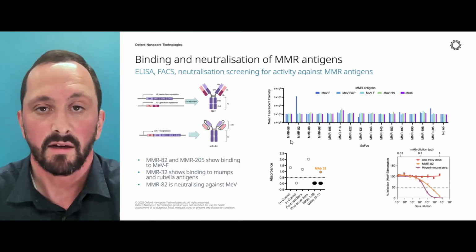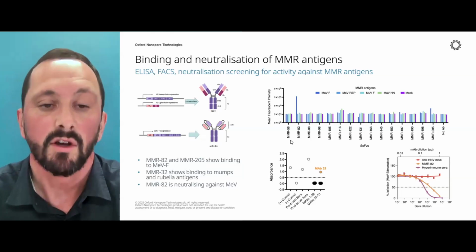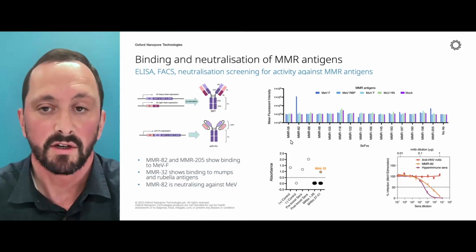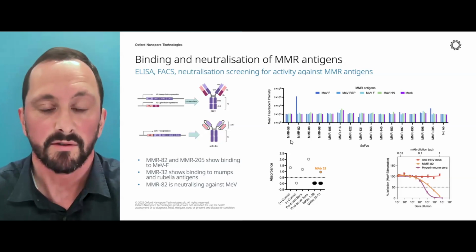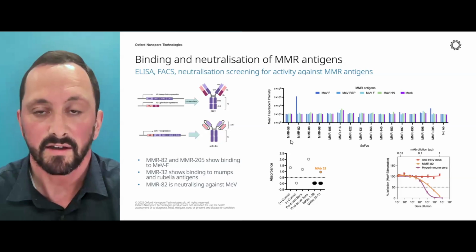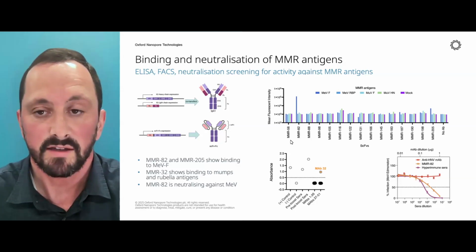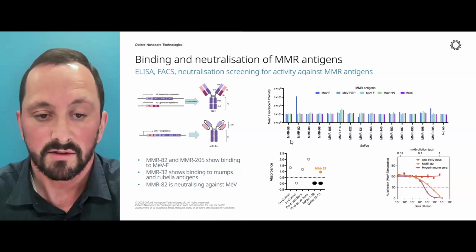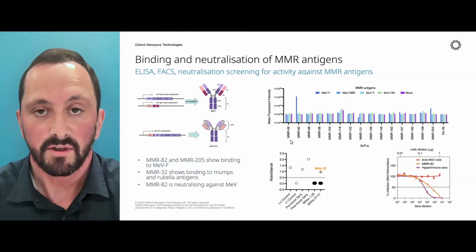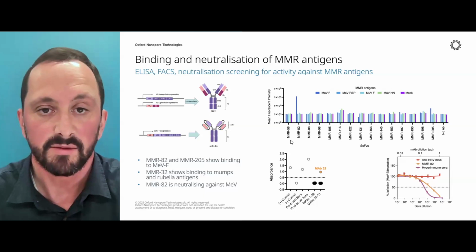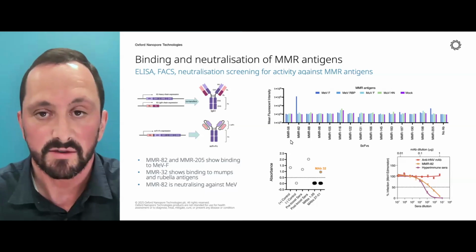Then finally, we looked at binding and neutralization of certain clones for these antibodies. So we took clones, expressed them in transfected cell lines, and we can do ELISA, FACS binding assays, and then also neutralization and infection assays. So we found 2 clones from the ones that we expressed that show binding to the measles F protein. We found another clone that binds to mumps and rubella antigens. And then we found one that was fully neutralizing against the measles virus. So in a cell infection assay, it's actually protective against measles infection.